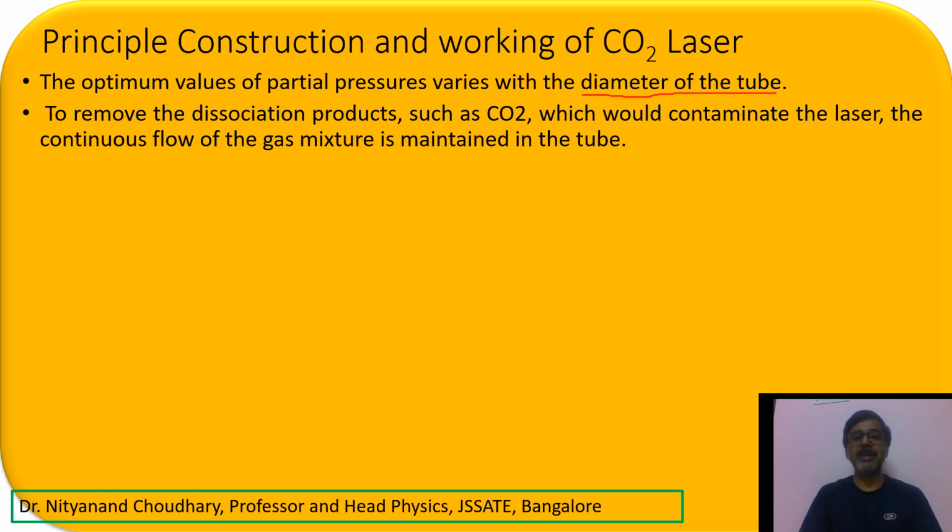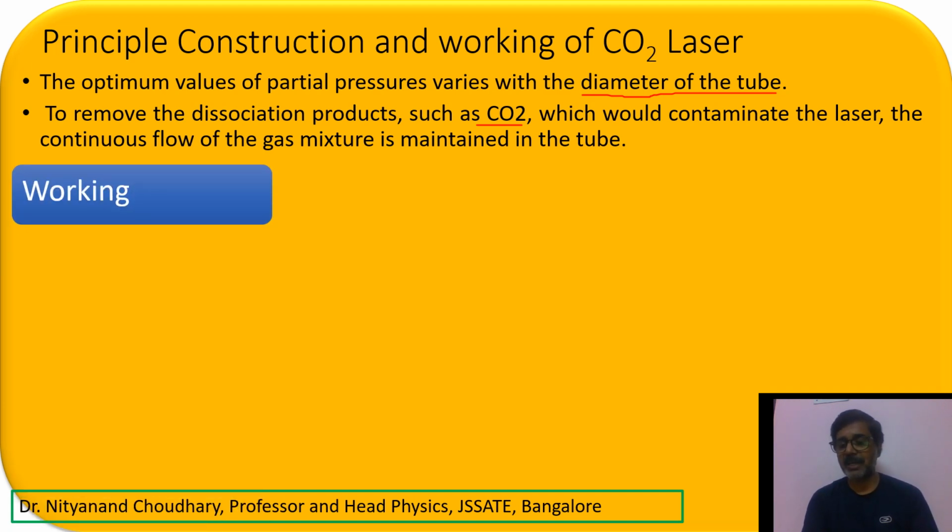As per the diameter, we can vary the pressure, the relative pressure can be varied, and that we call the partial pressure. To remove the dissociation products such as carbon dioxide, which would contaminate the laser, a continuous flow of the gas mixture is maintained in the tube. So the partial pressure should be maintained at whatever you had initially given of the carbon dioxide, helium, and neon. That is required to be maintained through the continuous supply from the outside to the vacuum pump. So this is the construction of your laser. Now we are starting the working of this laser.